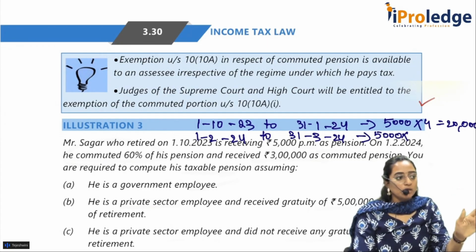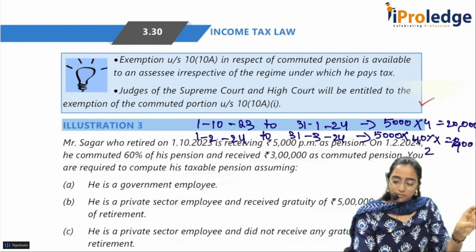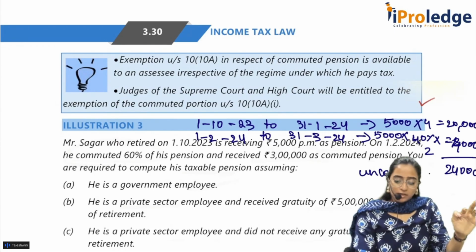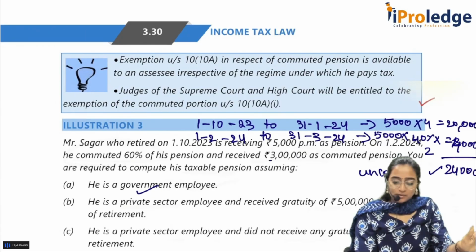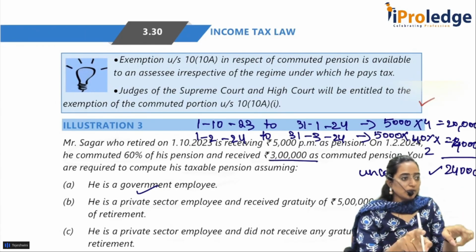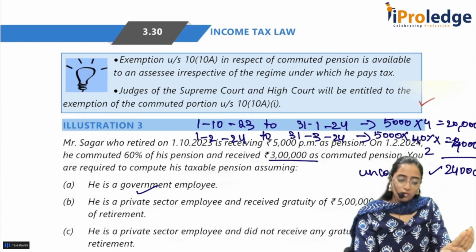So uncommuted would be 40%. Very good. 5,000 into 40% multiplied by 2 months. How much is it? 8,000? 4,000? Everyone? Are you understood, people? 2,000 multiplied by 2, 4,000. So total uncommuted pension would be 24,000. This 24,000 is the same thing for government employee fully exempt. This 3 lakh rupees received, exemption under 10(10A) is 3 lakh. That fellow is going to pay only for 24,000 uncommuted.